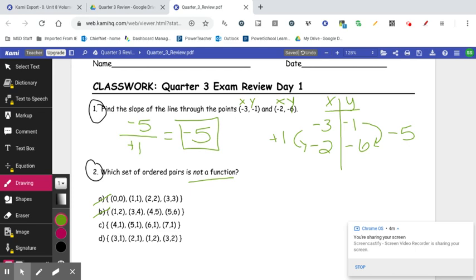No x values repeat. C, 4, 5, 6, 7. No x values repeat. 3, 2, 1, 3. Okay, the x value 3 repeats, which means this one is not a function.